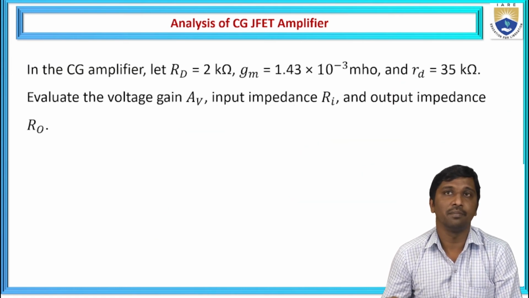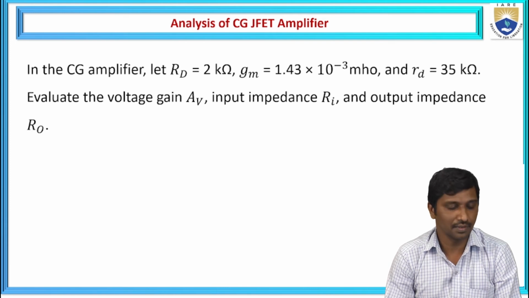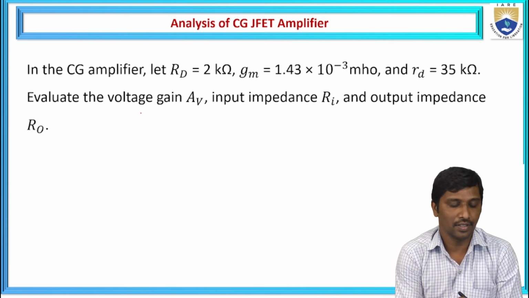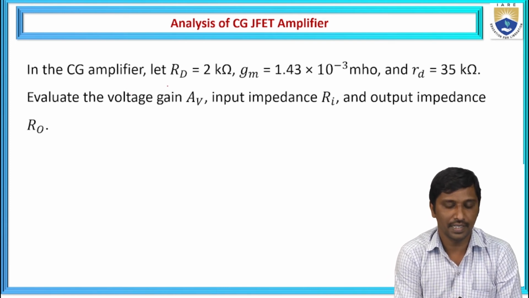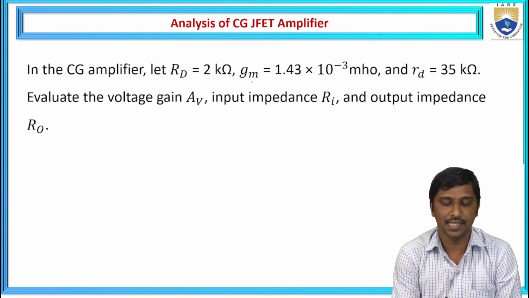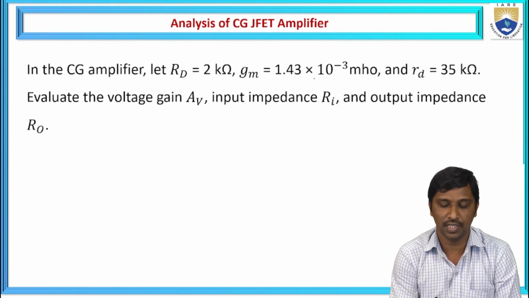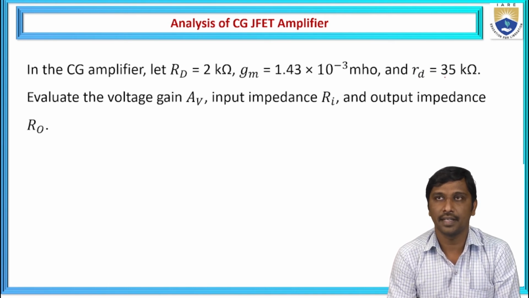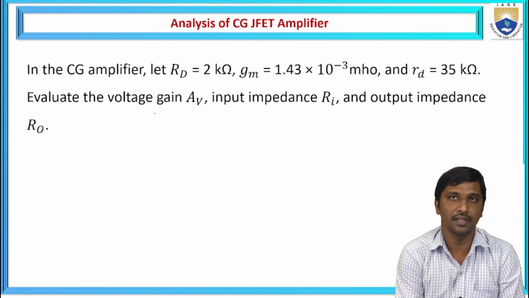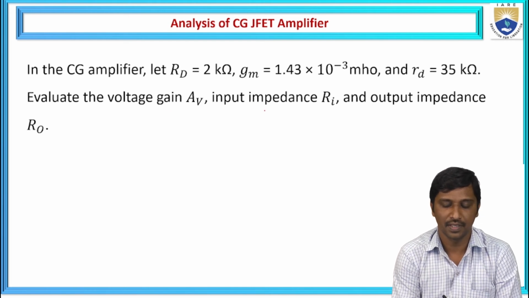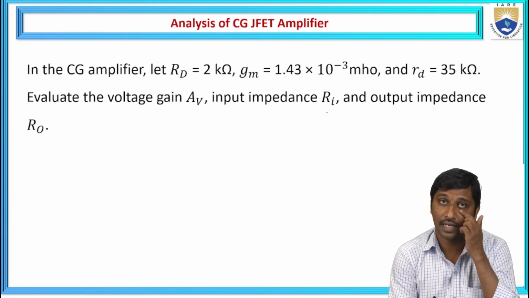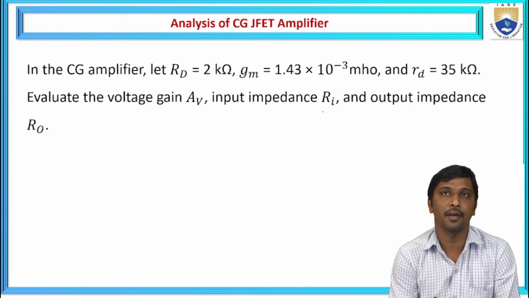So we'll see one problem for this common gate amplifier. Let us consider a common gate amplifier, where RD is 2 kilo ohms, gm, the transconductance, is 1.43 into 10 to the power of minus 3 ohm inverse, and the smaller internal drain resistance is 35 kilo ohms. Evaluate the voltage gain AV, input impedance Ri, and output impedance R0.